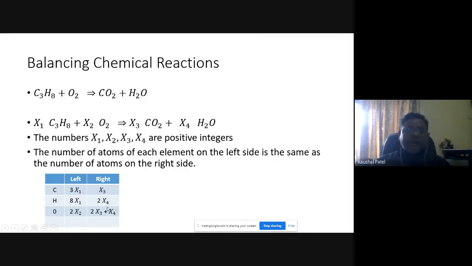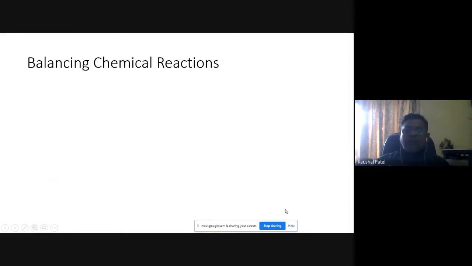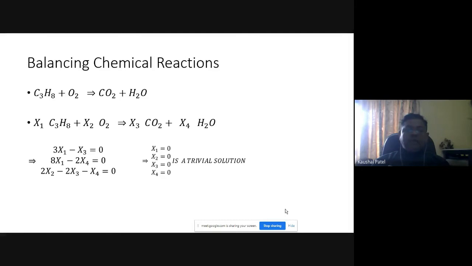So this is the left hand side and right hand side relationship of carbon, hydrogen and oxygen. Both sides are equal, so 3x1 is equal to x3, 8x1 is equal to 2x4, and 2x2 is equal to 2x3 plus x4. Now we can make them proper equations: 3x1 minus x3 equal to 0, 8x1 minus 2x4 equal to 0, 2x2 minus 2x3 minus x4 equal to 0. If we put x1, x2, x3 all as 0, then the result is trivial. But if we are not taking all as 0, then what happens? So we make it in matrix format, with the unknowns x1, x2, x3 and x4.